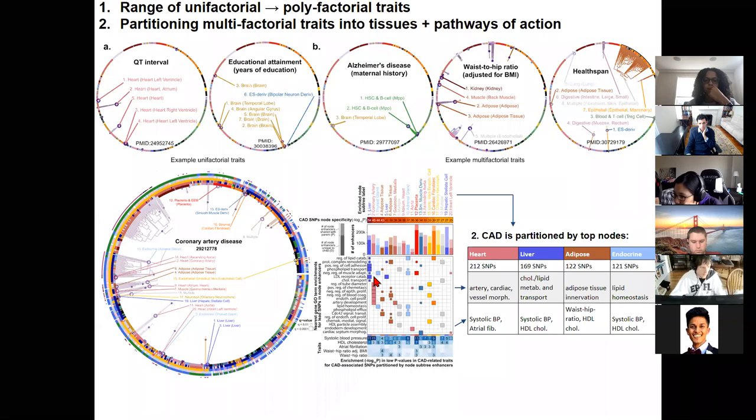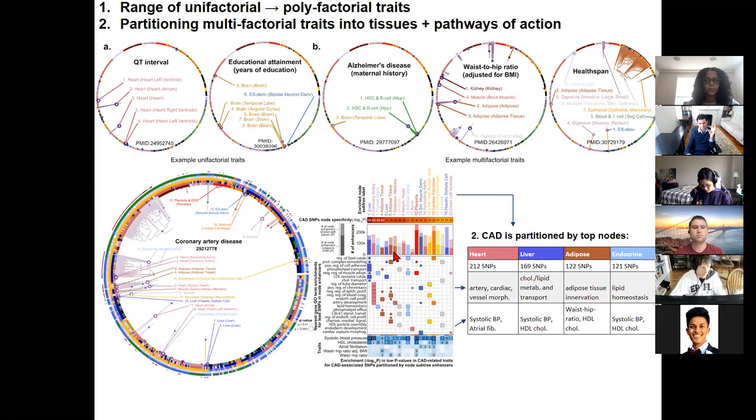And the same thing happens with the comorbidity patterns. If you look at what are the traits that are comorbid with CAD in loci that are associated with liver, that are showing co-associations, you basically see a different set of traits for different sets of tissues and different sets of functional categories. So that allows us to now start partitioning these polyfactorial traits into their components.